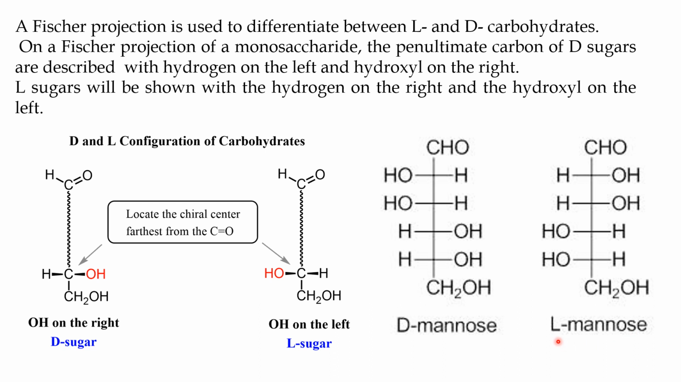So, the DL system is a relative configuration based on D-glyceraldehyde and L-glyceraldehyde. By comparing the position of the OH group in D-glyceraldehyde and L-glyceraldehyde, we consider other compounds as D or L. Very, very important. Take down.